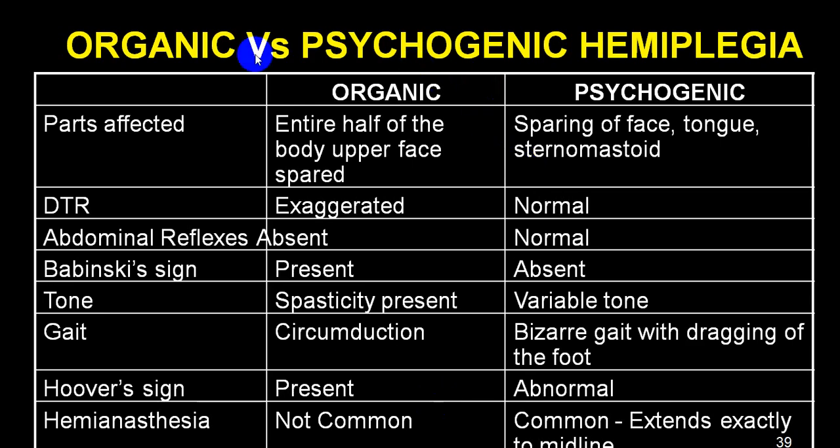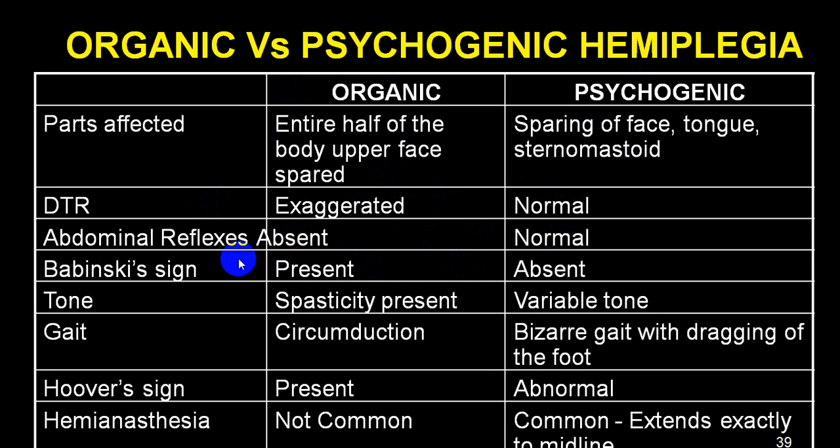There will be two varieties, organic and psychogenic hemiplegia. Organic means there is damage to the neuronal systems. It is half of the body. While in psychogenic, face will not be involved, tongue will not be involved, sternomastoid will not be involved. Deep tendon reflexes will be exaggerated in the recovery phase of the organic variety, while in psychogenic, they will be totally normal. In organic, abdominal reflex will be absent, while in psychogenic, abdominal reflex will be normal.